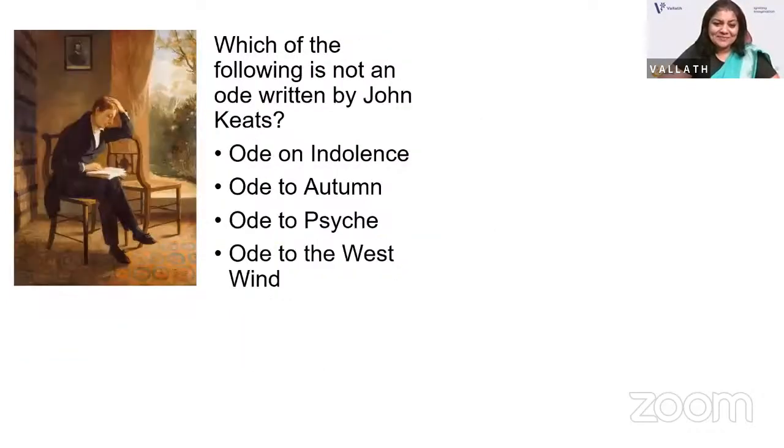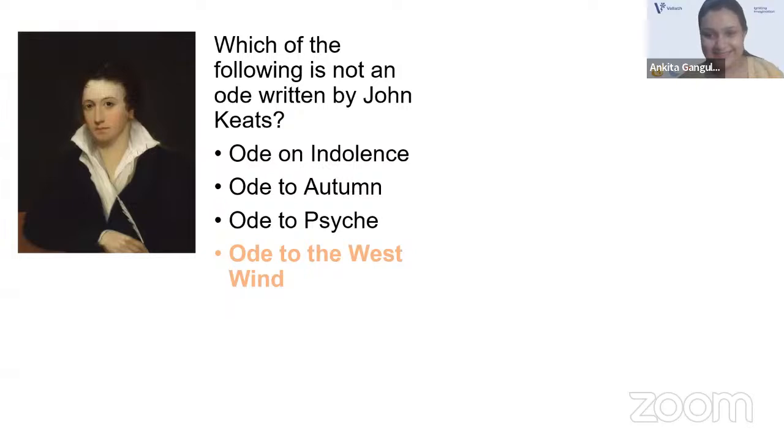Okay, next question. Which of the following is not an ode written by John Keats? Ode on Indolence is one of the six great odes, I think. Ode to Autumn is by John Keats. Ode to Psyche, he's talking about Psyche, saying he will build a palace for her. Ode to the West Wind is definitely by Shelley. Yes. Next question, please read out, Ankita.